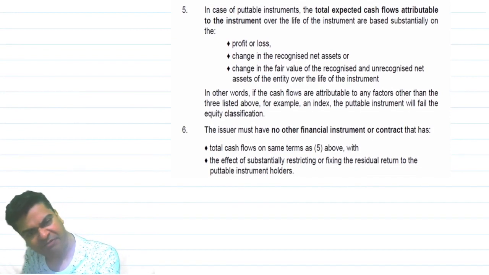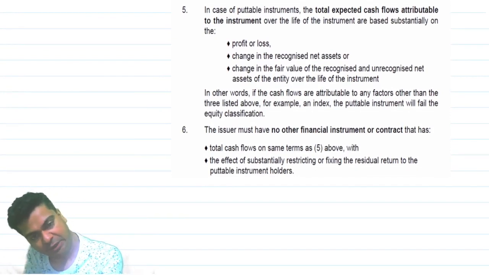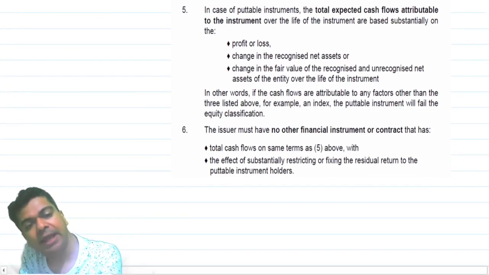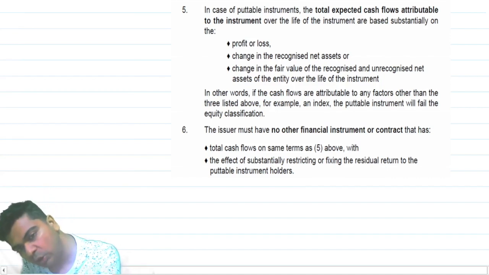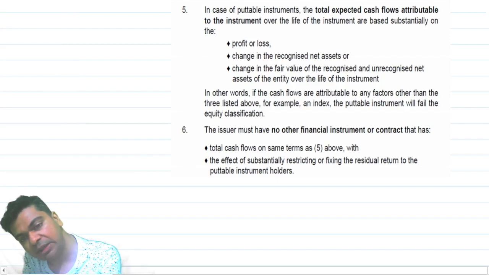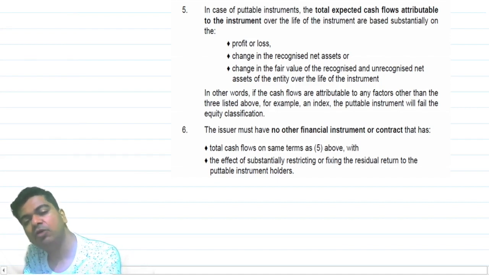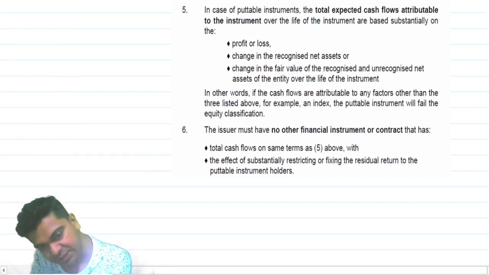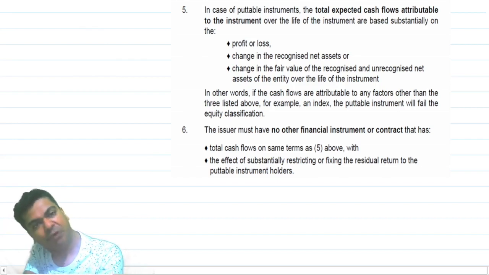Condition number 5, a very regular condition. If it is really an equity instrument, they say, in case of puttable instruments, the total expected cash flow attributable to the instrument over the life of the instrument is based substantially on profit or loss, or change in the recognized net assets, or change in the fair value of the recognized and unrecognized net assets of the entity over the life of the instrument.